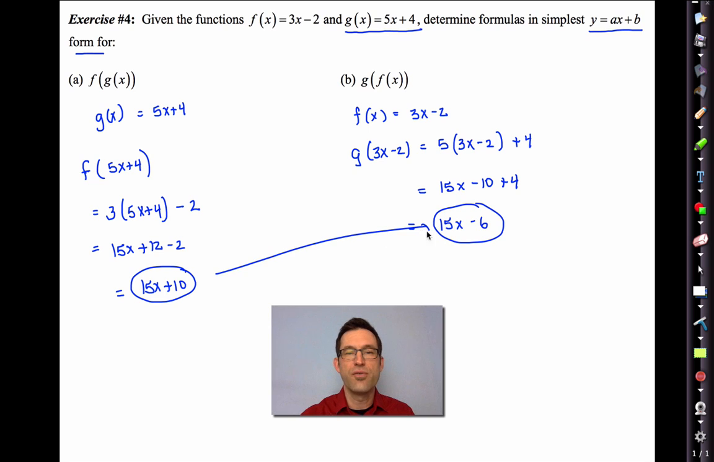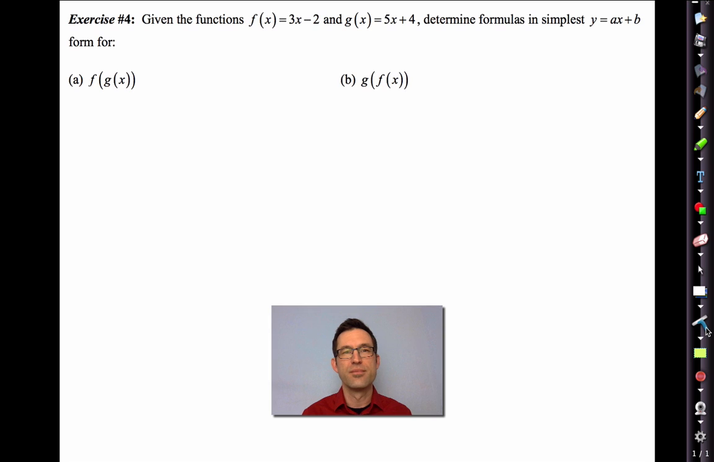Notice these two formulas are not the same, and they rarely will be. Therefore, composition is not commutative. It matters which function comes first and which function comes second. All right, well, pause the video now and write down anything you need to. Okay, let's clear it out. Maybe do one more problem.